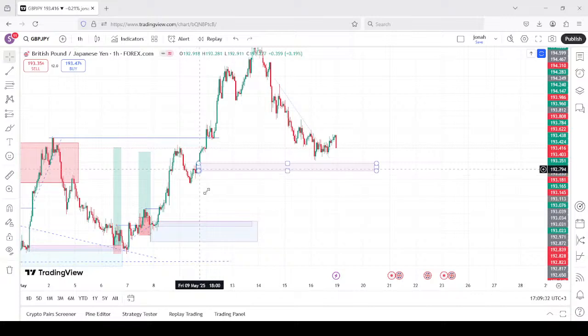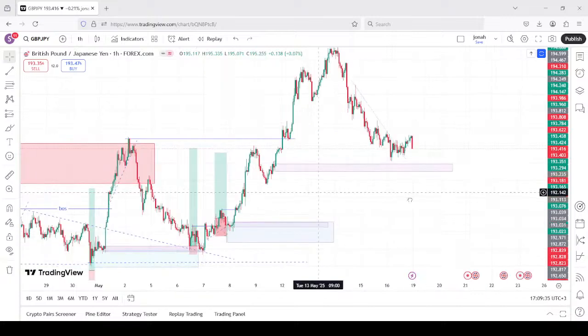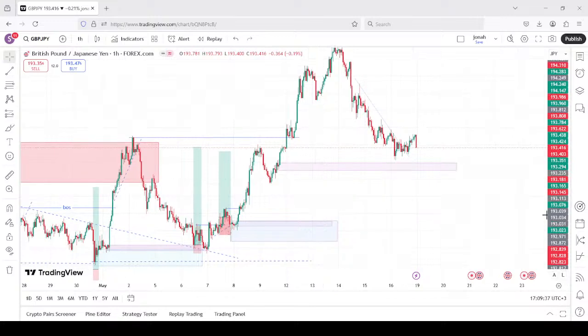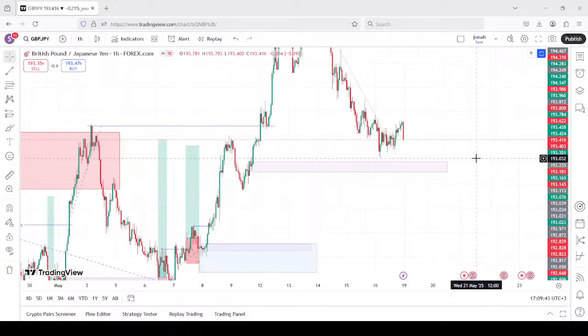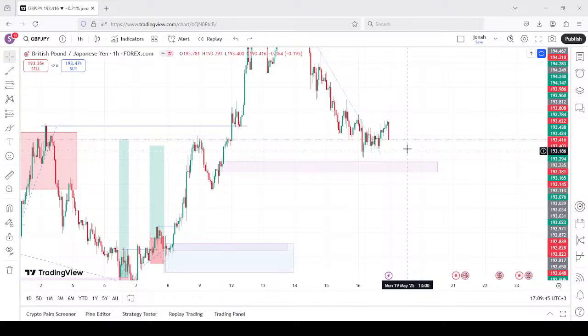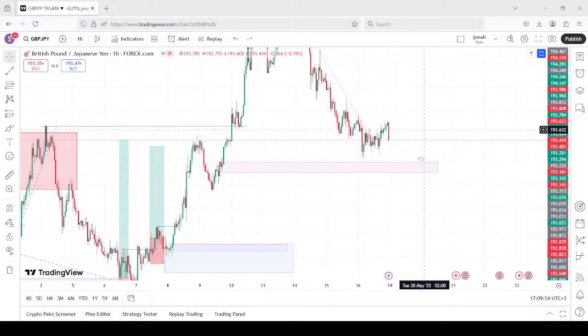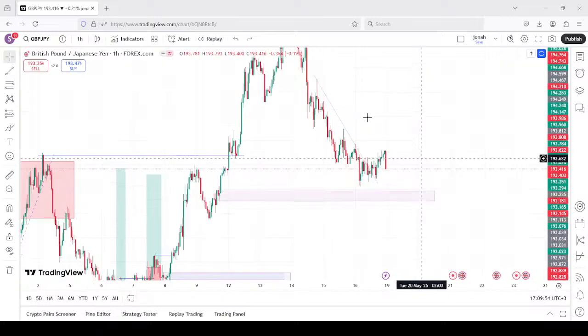So guys, if you could see this very well, I'm expecting GBPJPY to grab all this liquidity that we have here, and I'm expecting it to tap this order block, and I'm expecting a bullish continuation on GBPJPY.